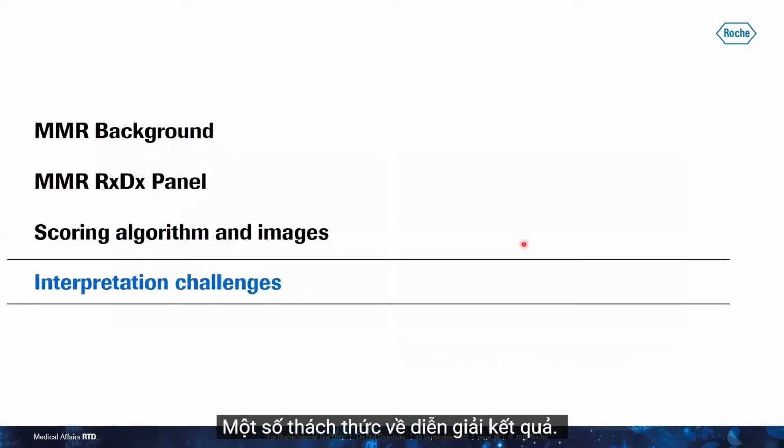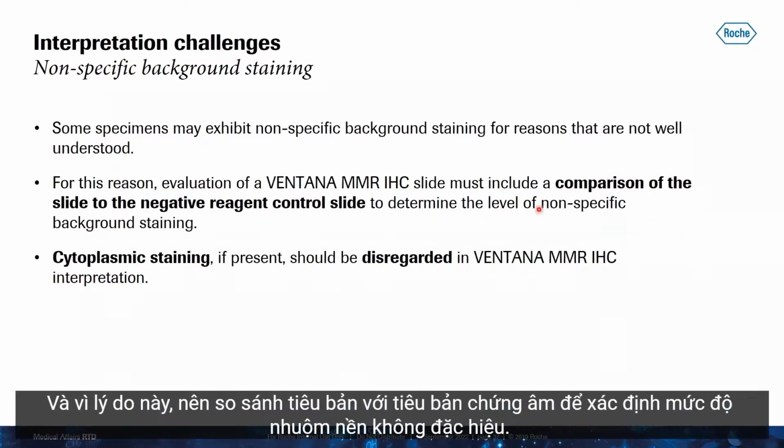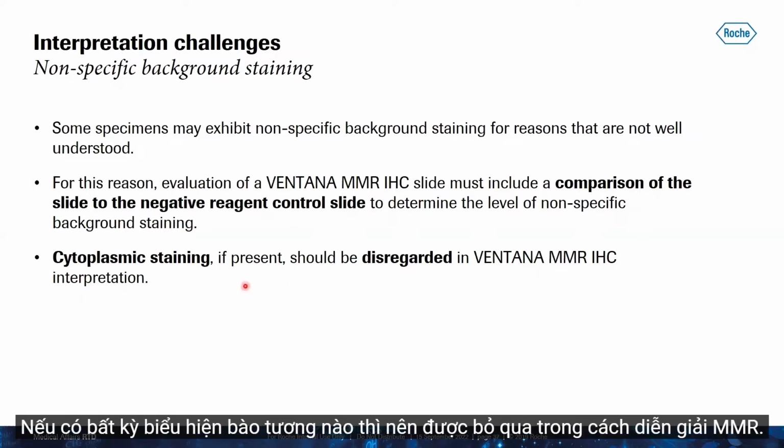Some interpretation challenges. Non-specific background staining can happen for reasons that are not well understood. And for this reason, it is recommended to include a comparison of the slide to the negative reagent control slide to determine the level of non-specific background staining. If there is any cytoplasmic staining, this is disregarded in the MMR interpretation.